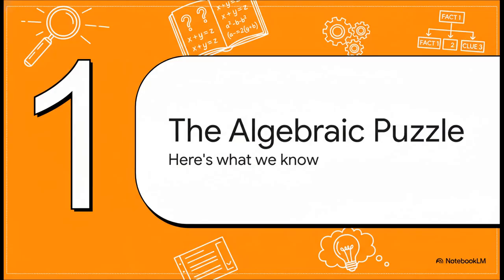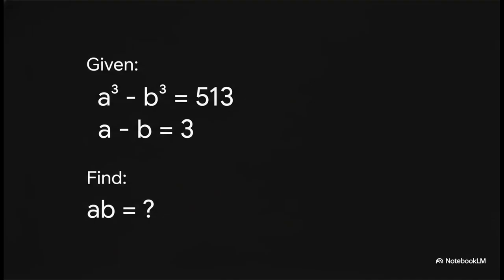Okay. So, like with any good puzzle, you've got to start with the clues. Let's lay out exactly what we're working with here. All right, so here are the pieces of our puzzle. First up, we know that a cubed minus b cubed equals 513. And second, we know that a minus b is just 3. And our mission is to use these two little facts to figure out the value of a times b.